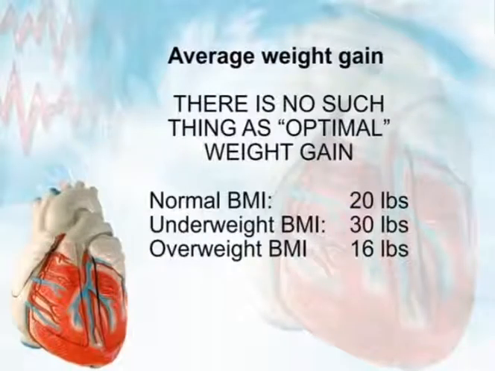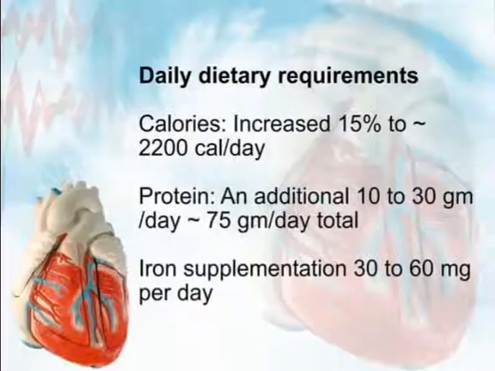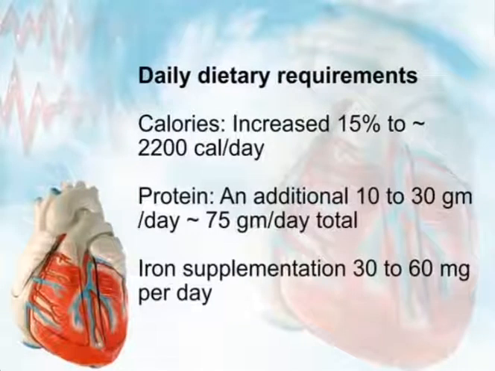Average weight gain. There is no such thing as the optimal weight gain. The normal BMI is 20, underweight BMI is 30, overweight is 16. Daily dietary requirements. Calories increase to 2200 calories per day. For protein, there will be an additional 10 to 30 grams per day, to 75 grams per day in total. Iron supplementation like 30 to 60 grams per day.